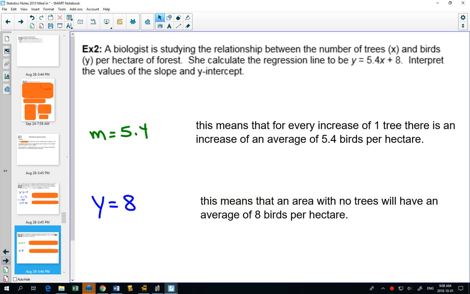And y equals 8. If you have no trees, apparently there will still be 8 birds.